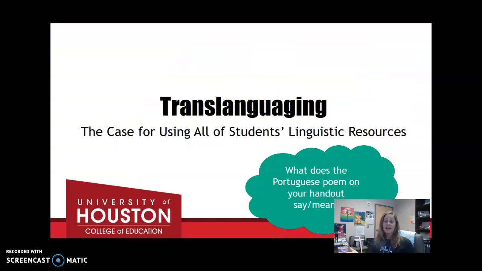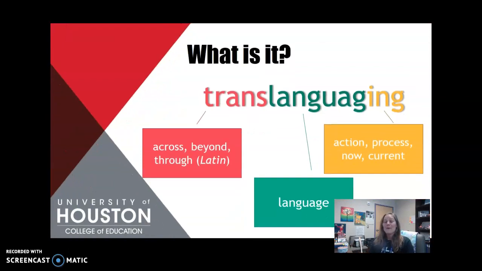like, "Hello class, welcome to Translanguaging, the case for using all students' linguistic resources. Please take the next 3 minutes to work at your tables to try and figure out what this Portuguese poem means." Wait 3 minutes. Well done, everybody. We'll come back to that one at the end.